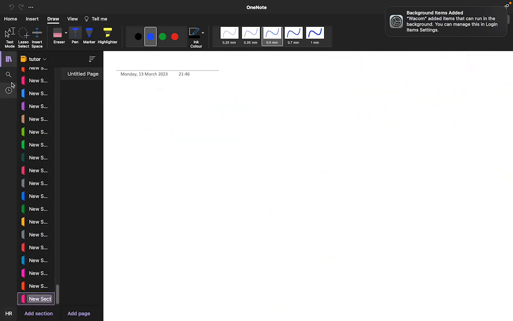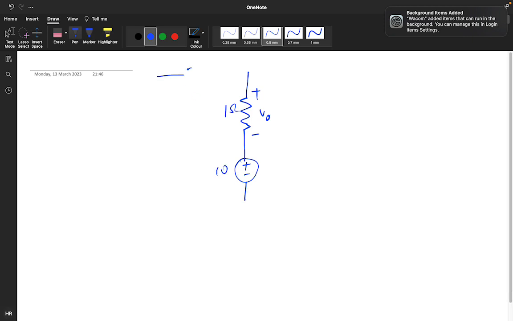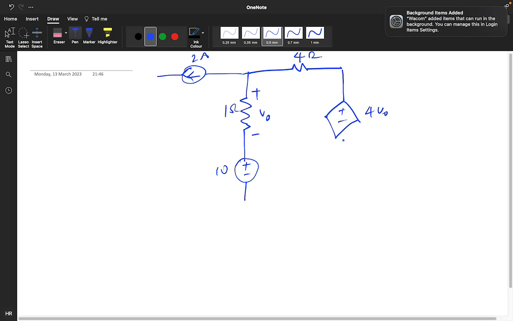I know you didn't understand. See what we have. We have a resistor. In this particular, it's given as V0. This is 1 ohm. This particular is positive negative 10 volt. This branch current is given as 2 ampere, and the particular resistance, that is 4 ohm, is positive negative 4 V0. Okay, this is 1 ohm.